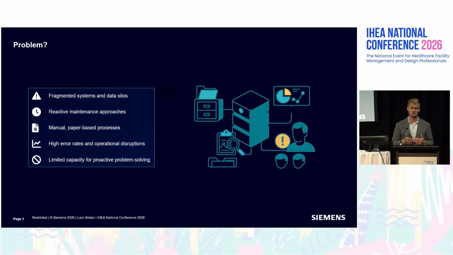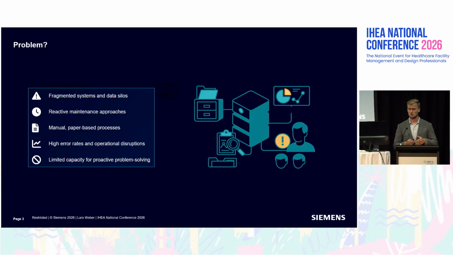So the reality is we have fragmented systems, right? We have bad data. We really have a lot of reactive maintenance. A lot of stuff is happening paper-based. That's the reality, right? I'm trying to sell you some software here that sounds super fancy. The reality is different, and we're aware of that. There are a lot of operational disruptions happening every day. We have limited capacity in terms of staff, but also time to even deal with all these new systems.